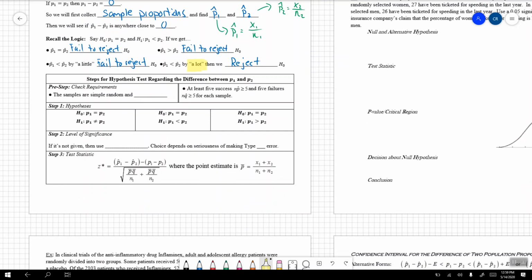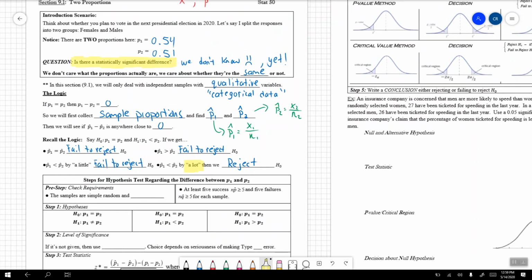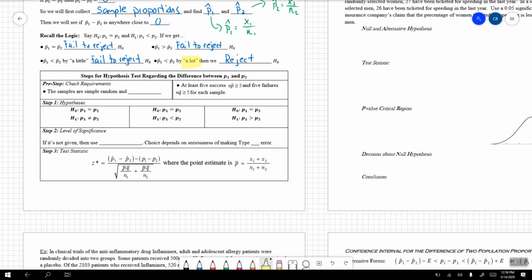Now, when we do that, I'll show you in just a bit. I'll show you on this side over here as to what the pictures mean for that. All right, so let's keep going down below just a little bit more.